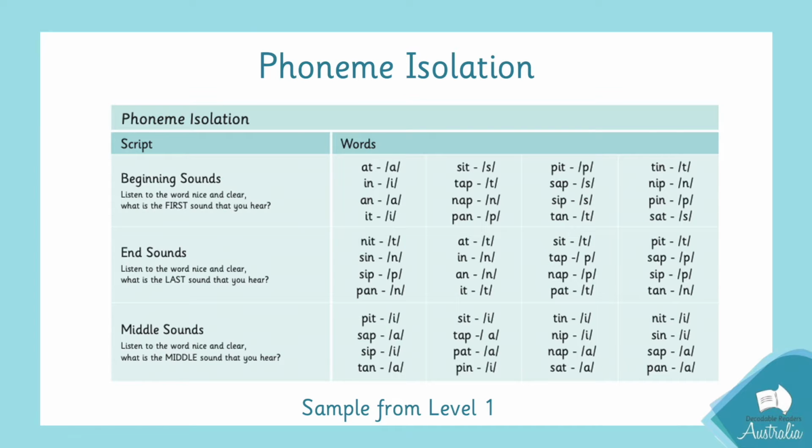Then we have lots of words where the teacher can read out the word and students are identifying the beginning sound. And you can see here we start with VC words, that's vowel consonants, and then we move to CVC words. So in the beginning, we're really asking them to isolate that first sound. Then we move to end sounds and middle sounds.